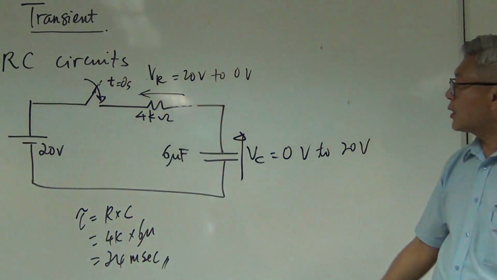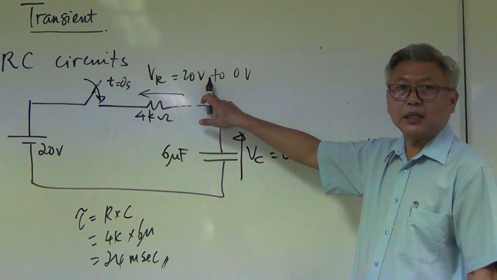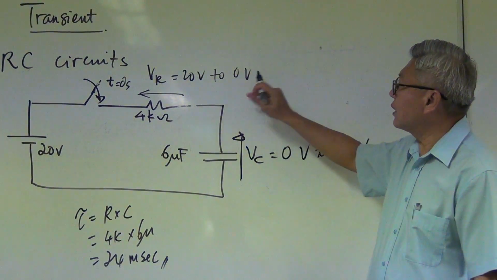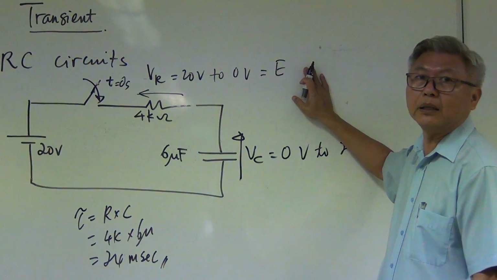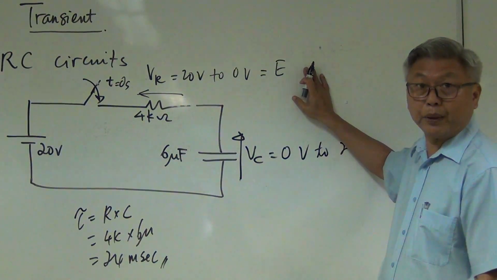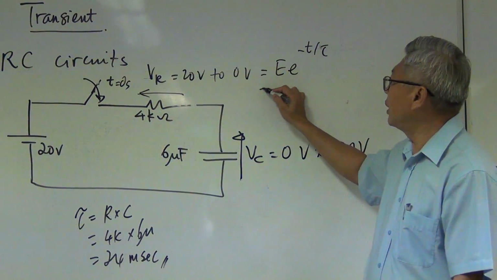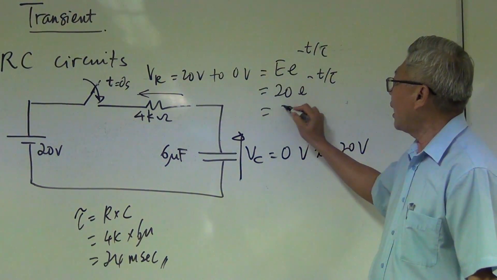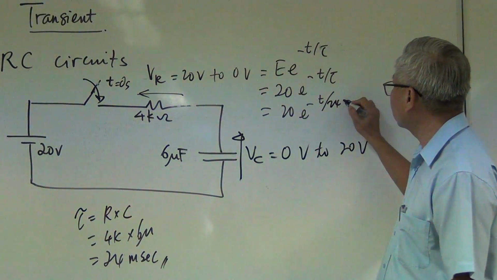So can I therefore ask you, is the voltage across the resistor increasing or decreasing? It is a decreasing function, right? If it's a decreasing function, then I ask you, should I write the bracket or without the bracket? It will be the one without the bracket, right? So it should be e to the power minus t over time constant. So in other words, now this becomes 20 e to the power minus t over time constant, and my time constant is 24 milliseconds.